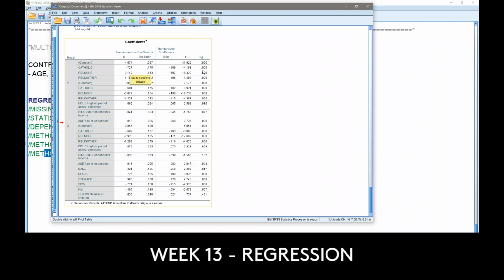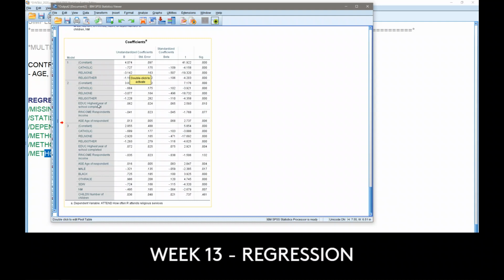And is it significant? Yes, it's significant because they all have p-values that are 0.000. Okay? All right, Model 2, we still have denomination here, but we added education, income, and age. So the first thing we want to do is see, does denomination stay significant? We go over here, and yes, they all stayed significant. So that means even when we account for a person's education, income, and age, denomination is still a significant factor in determining their religious attendance.